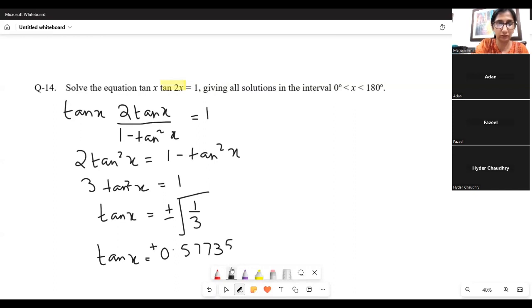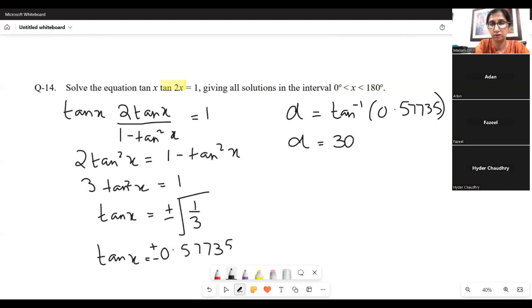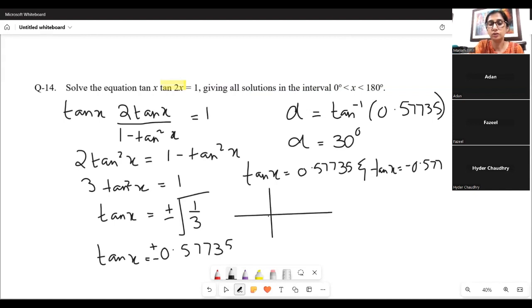With plus and minus. First, I'm going to find alpha, the absolute angle. For that, we take tan inverse of positive 0.57735. Tan inverse answer is 30 degrees. Okay. Tan is both positive and negative. Tan x is equal to 0.57735 and tan x equals negative 0.57735.